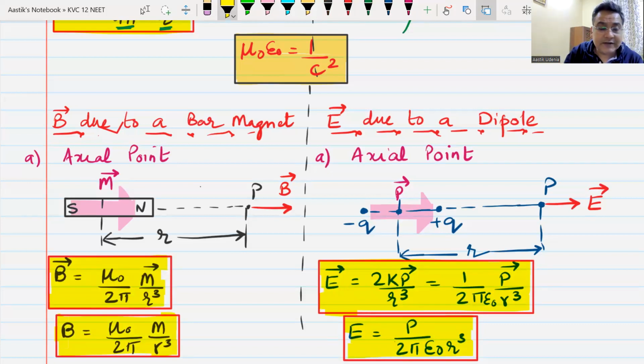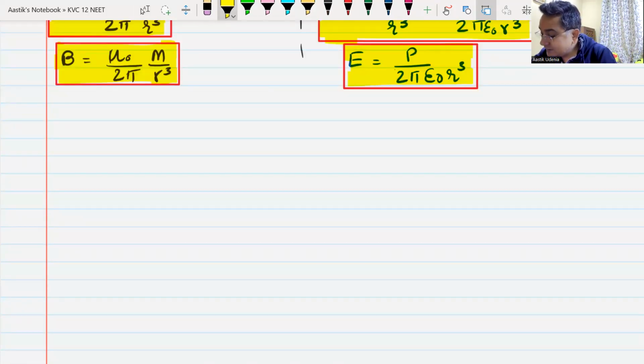This was the magnetic field or electric field due to an electric dipole, or in this case due to a magnetic dipole, at any axial point. Have you noted this down? Yes, sir. Then the next thing is the electric field.